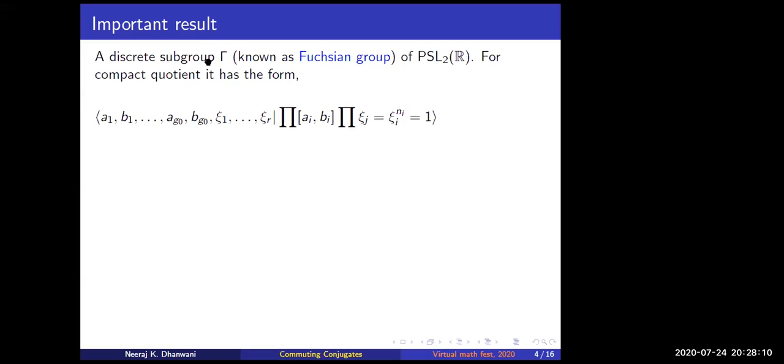Because I am dealing with PSL2R and everything, I will restrict myself to genus greater than 2. Even when the genus is less than 2, this commutativity problem is pretty easy because the groups are very well known. For the sphere, the mapping class group is trivial, and for the torus, the mapping class group is SL2Z, in which we already know there is no commutativity. This problem makes much more sense when you are talking about genus greater than 2.